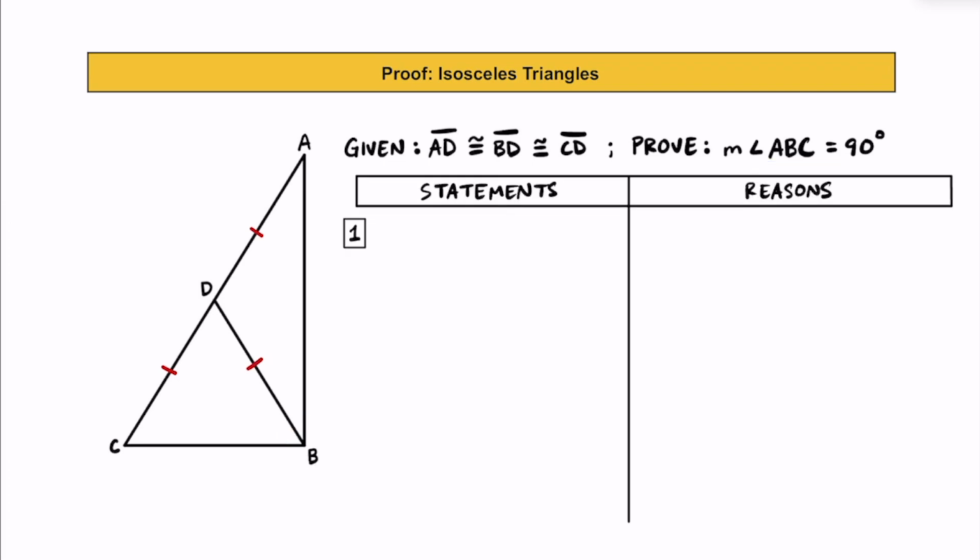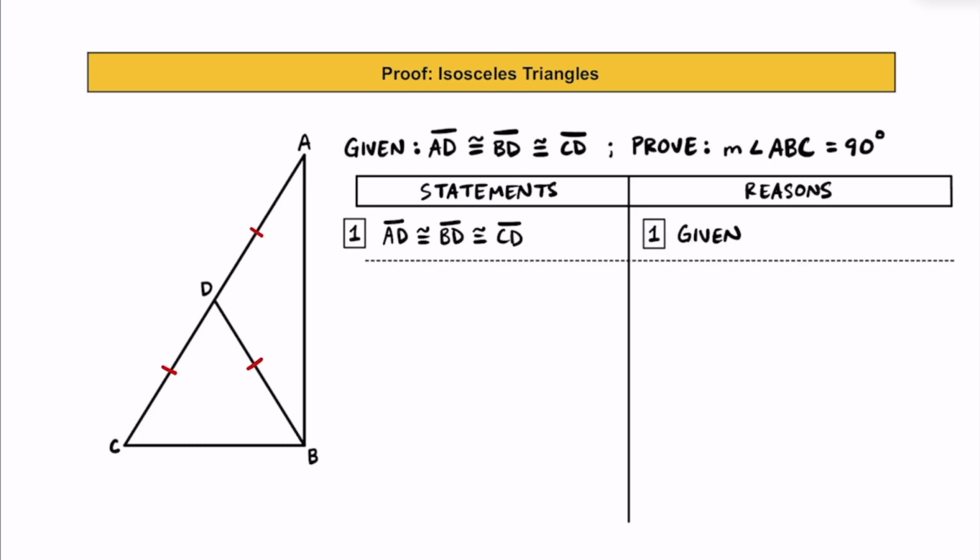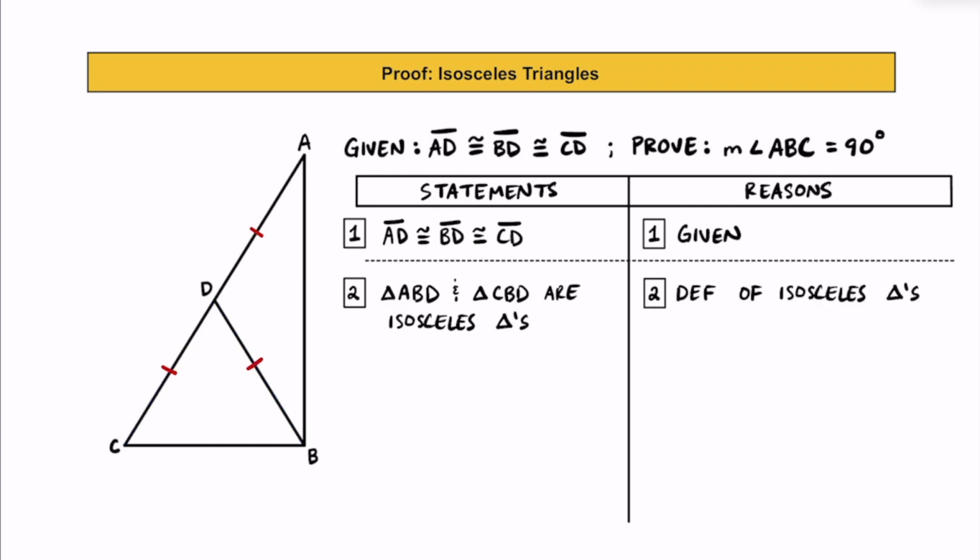Alright, for statement number 1, let's say that these segments are congruent, and that's just given information. For statement number 2, let's say that triangle ABD and triangle CBD are isosceles triangles. Because triangle ABD has these two side lengths that are congruent to each other, as well as triangle CBD having these two segments that are congruent to each other, we know that both of these triangles are isosceles triangles by the definition of isosceles triangles.